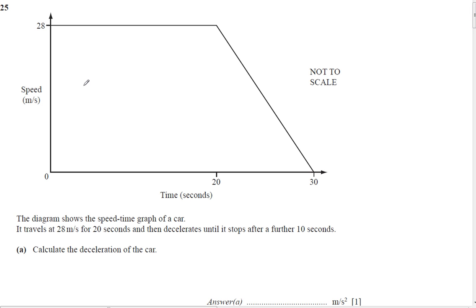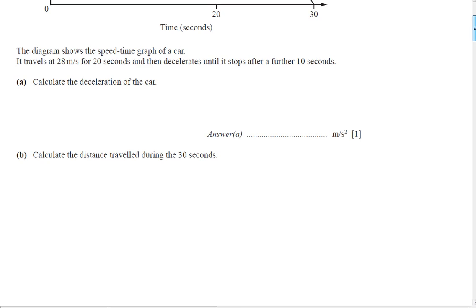So it says here this is a speed versus time diagram, and the diagram shows the speed time graph of a car. It travels at 28 meters per second for 20 seconds and decelerates until it stops after a further 10 seconds. Calculate the deceleration of the car. Okay, so if we have a look over here, the deceleration of the car, and then calculate the distance.